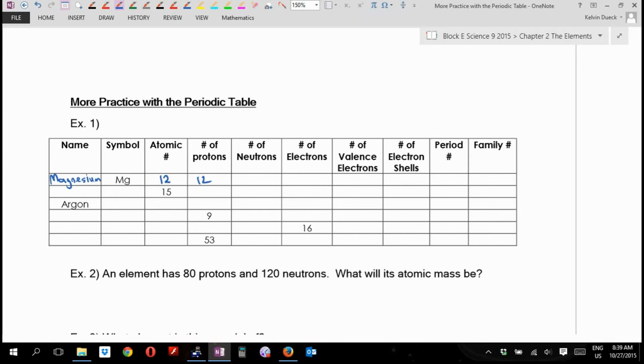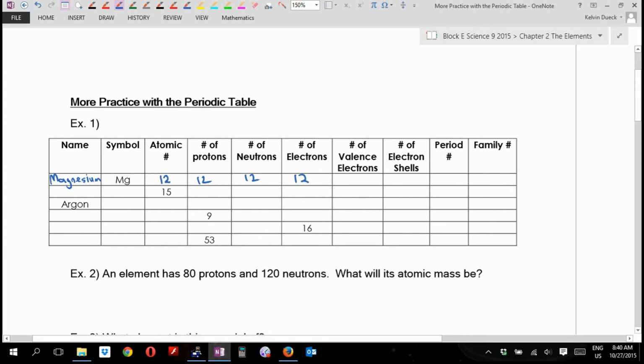By the way, with your test in about a week or so, you probably want to bring a calculator, unless you're perfect at doing two-digit subtraction in your head. Then I'm good with that. So 12 neutrons. How many electrons when it's neutral? 12. How many valence electrons?